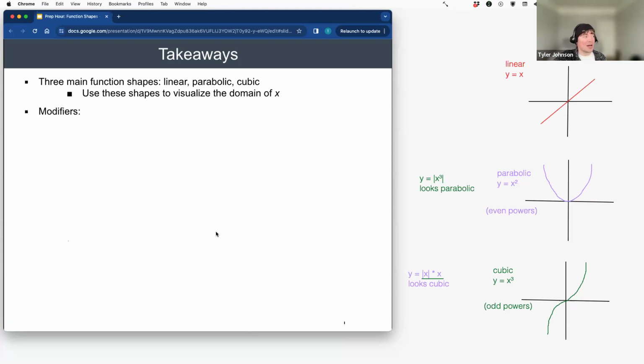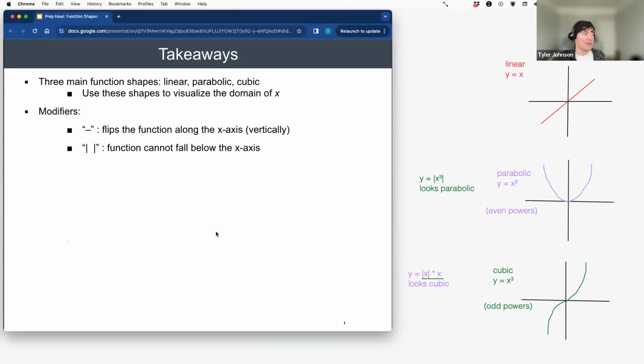And then we've got a few modifiers. We talked about how you have that negative sign. It's going to flip everything vertically over that x-axis. And if you have absolute value symbols, it's basically preventing the function from dropping below the x-axis. So if I have the absolute value of x, normally it looks like that. If it's the absolute value, it can't go negative, so it's just going to get flipped right back up.